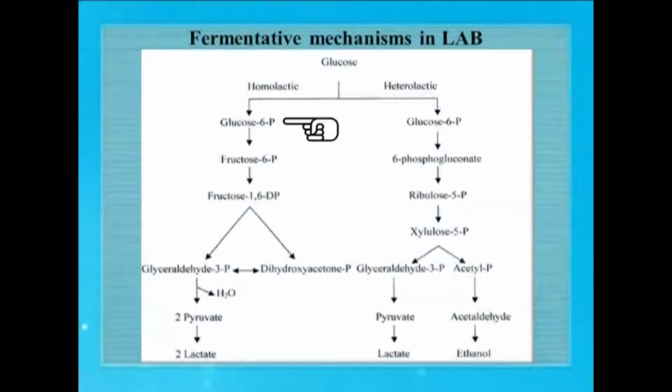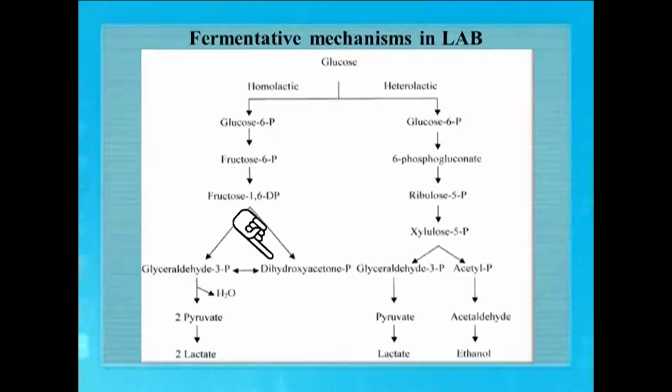Let us learn what is the difference between the two pathways. If we study the homolactic fermentative pathway, here we see that the glucose which is present in their substrate is converted to glucose 6-phosphate, which is further converted to fructose 6-phosphate and then to fructose 1,6-diphosphate. This fructose 1,6-diphosphate now splits up into 3-carbon compounds. One is glyceraldehyde 3-phosphate and the other one is dihydroxyacetone phosphate. These two compounds are interconvertible.